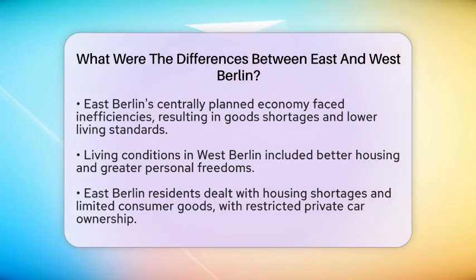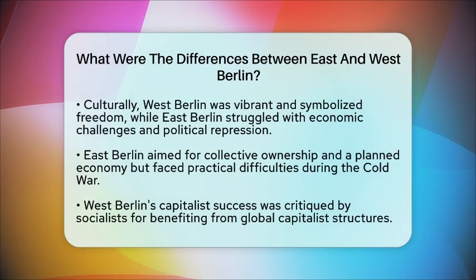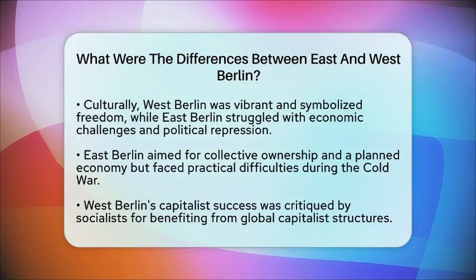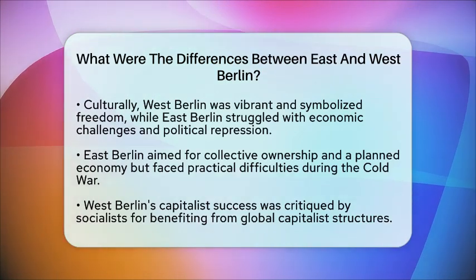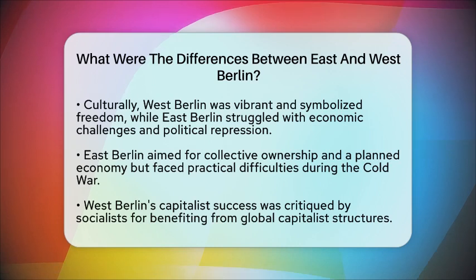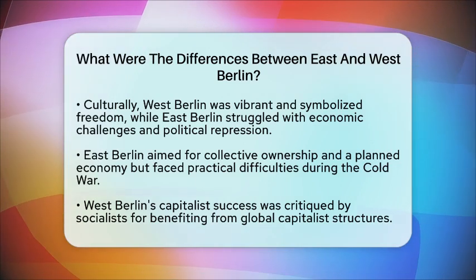From a socialist viewpoint, East Berlin aimed to create a society based on collective ownership and a planned economy. However, the practical challenges highlighted the difficulties of implementing socialism during the Cold War. Meanwhile, West Berlin's capitalist success was often criticized by socialists as benefiting from global capitalist structures that created disparities elsewhere.